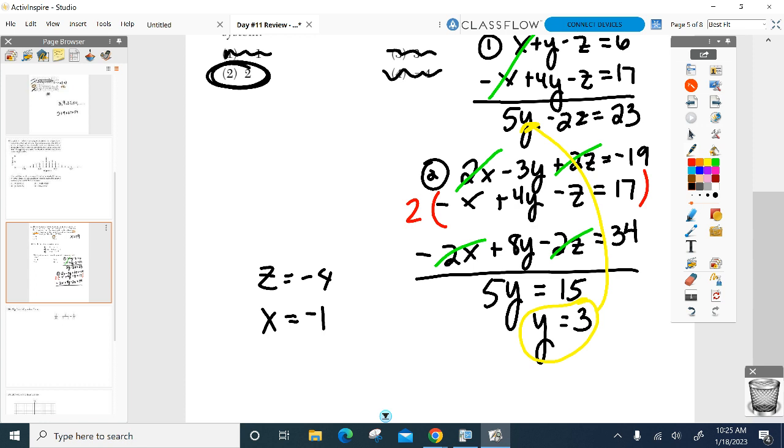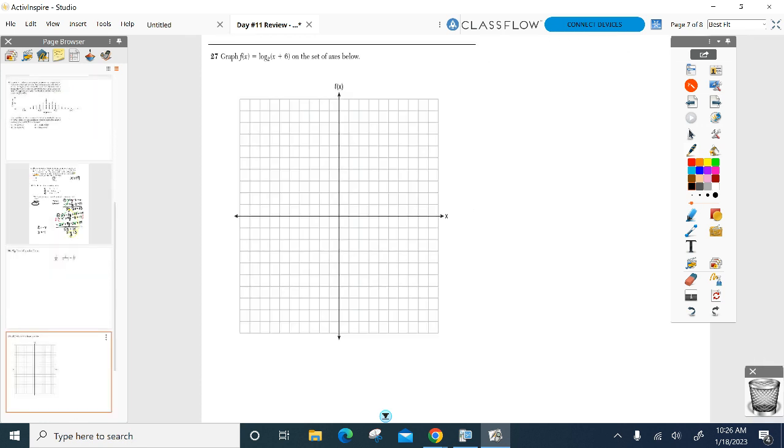Anything else? I got one more and that's it. Like I said, as the days move on, I don't do as many problems up here and you guys get the practice. All good? All right, let's do a graphing one to end this. Let's go to part 2, number 27.